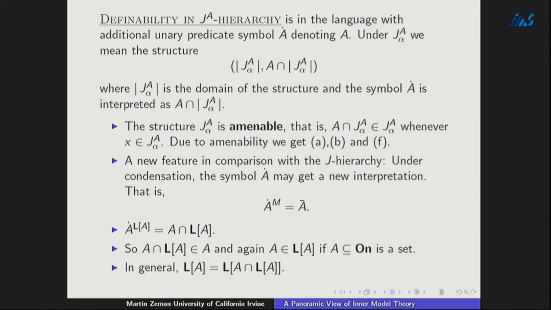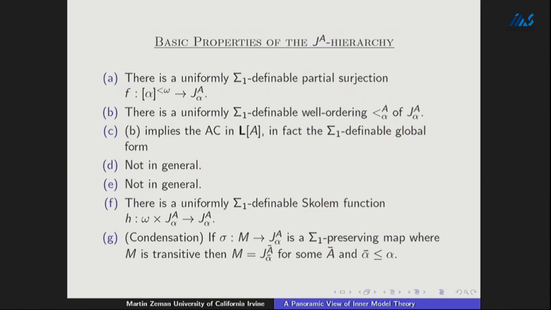And we will see that amenable structures will play again a central role in what we are going to do in fine structure theory. So let me go back and let me just say something about condensation. It works in a similar way as in L, but we may condense to a different hierarchy constructed relative to a different predicate. Right? So that's the important difference.